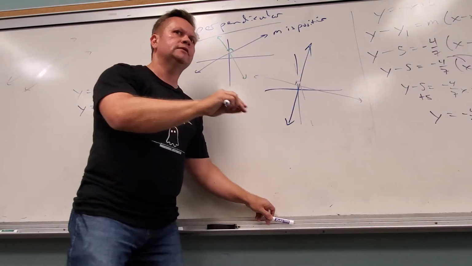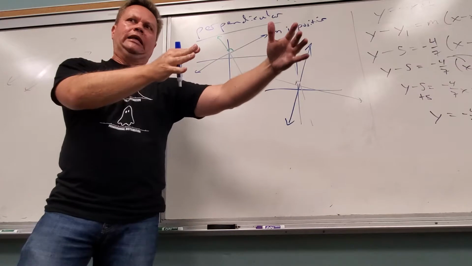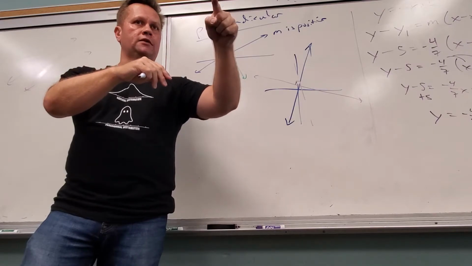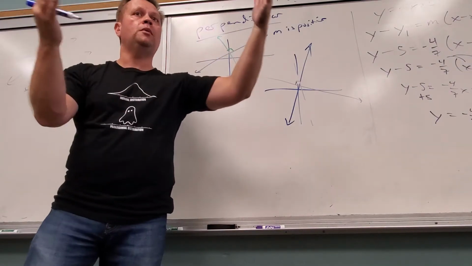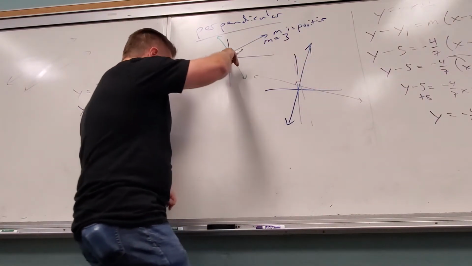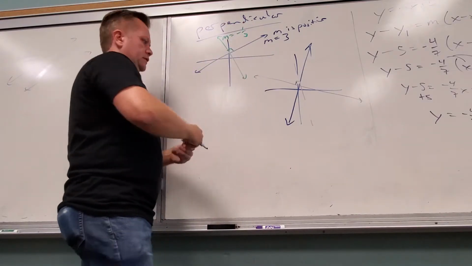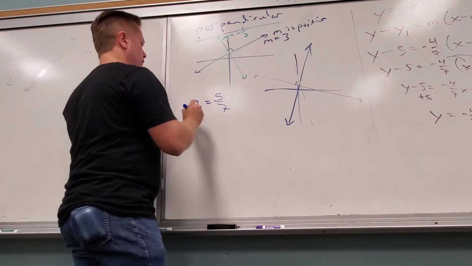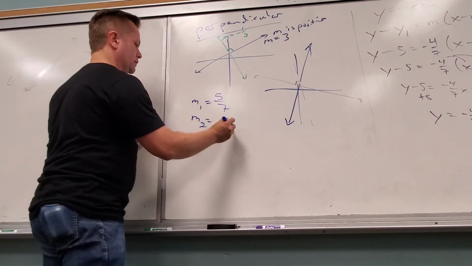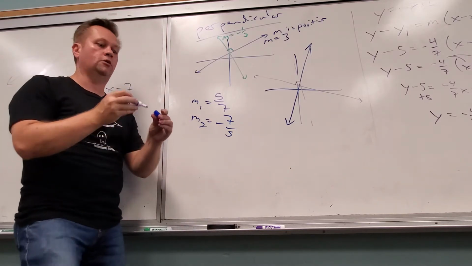So parallel lines, exactly the same slope. Perpendicular lines, completely opposite. How many ideas of opposite do we have? Well, different signs and reciprocal. So you do both. So if this slope was 3, good job, Jeff. What slope is the green line? Negative 1/3, yeah. Let's say one slope was 5/7. What's the perpendicular slope? Yeah. Make the sign different and flip it. Okay, I like it. So, let's try this out.